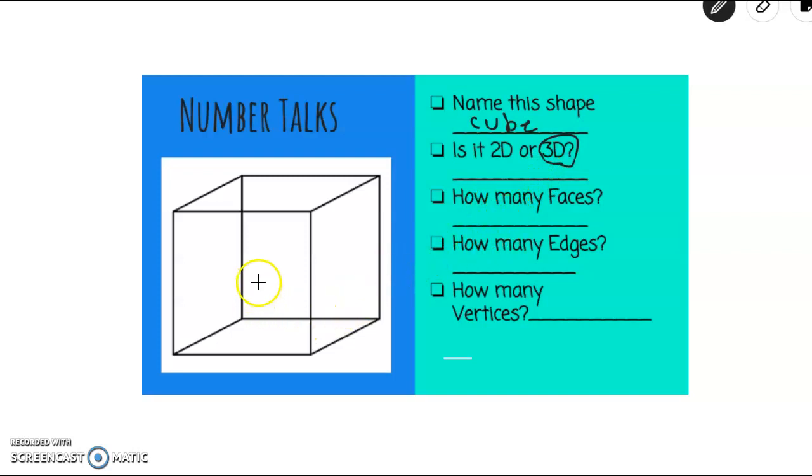How many faces does it have? Let's count our faces. The one in the front right here that we're looking at, that's number 1. We also have one in the back. That will be number 2. We have one at the bottom. Number 3. One at the top. That's 4. We have one on the side. That's 5. And another one on this side. That is 6. So we have 6 faces.